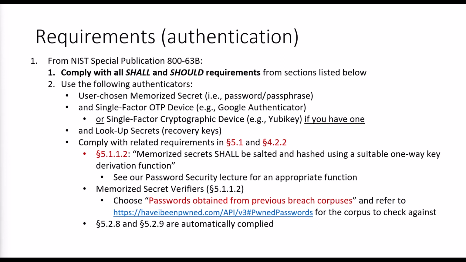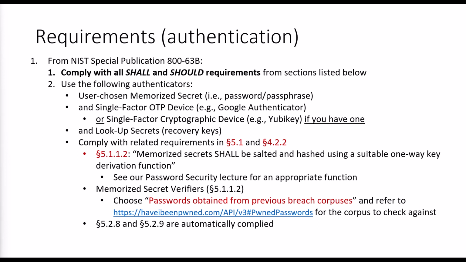For example, for the use of authenticators, you will need to choose user-chosen memorized secret, which is our common password or passphrases, together with a single-factor one-time password device, which is, for example, your Google Authenticator or other authenticator apps on a phone. If some of you have a single-factor cryptographic device, for example, a YubiKey or equivalent, you may use that as part of your project. That is not mandatory, but if you have and if you want, you may replace the OTP device by a cryptographic device.